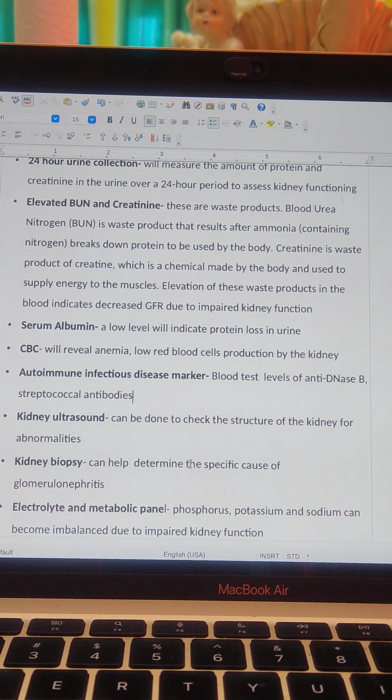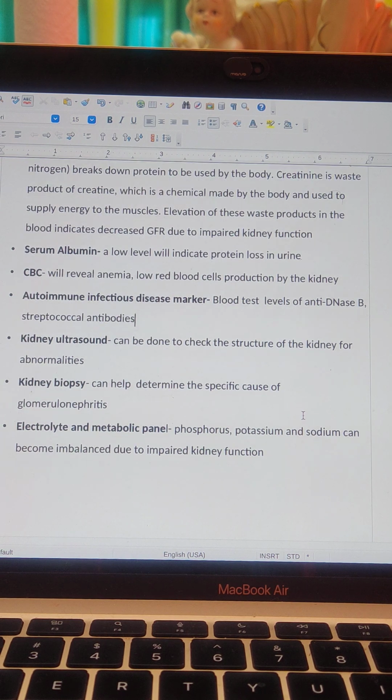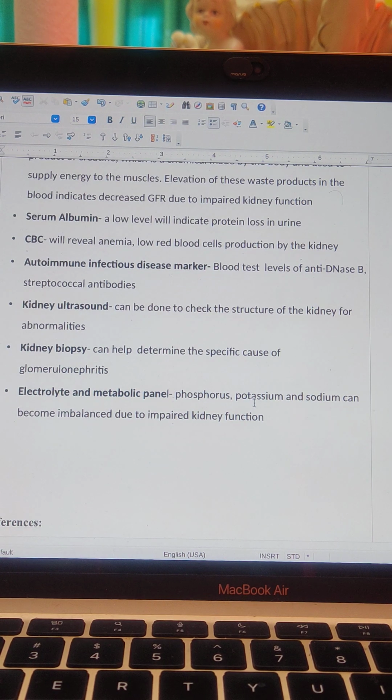So a kidney ultrasound can also be done to check for structural abnormalities in the kidney. Kidney biopsy can help to determine the specific cause of the glomerulonephritis. An electrolyte metabolic panel can also be done to assess the level of phosphorus, potassium, and chloride in the system, which will become imbalanced due to the poor kidney function.